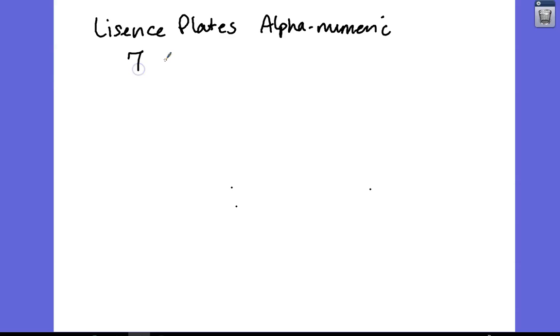Okay, so let's just do a couple problems and make sure everybody feels okay with that. Let's make some license plates. We're going to say that they can be alphanumeric. We'll talk about that in a minute. And let's say that there are 7 characters. Let's do it where we can repeat, and then let's try it with no repeats.